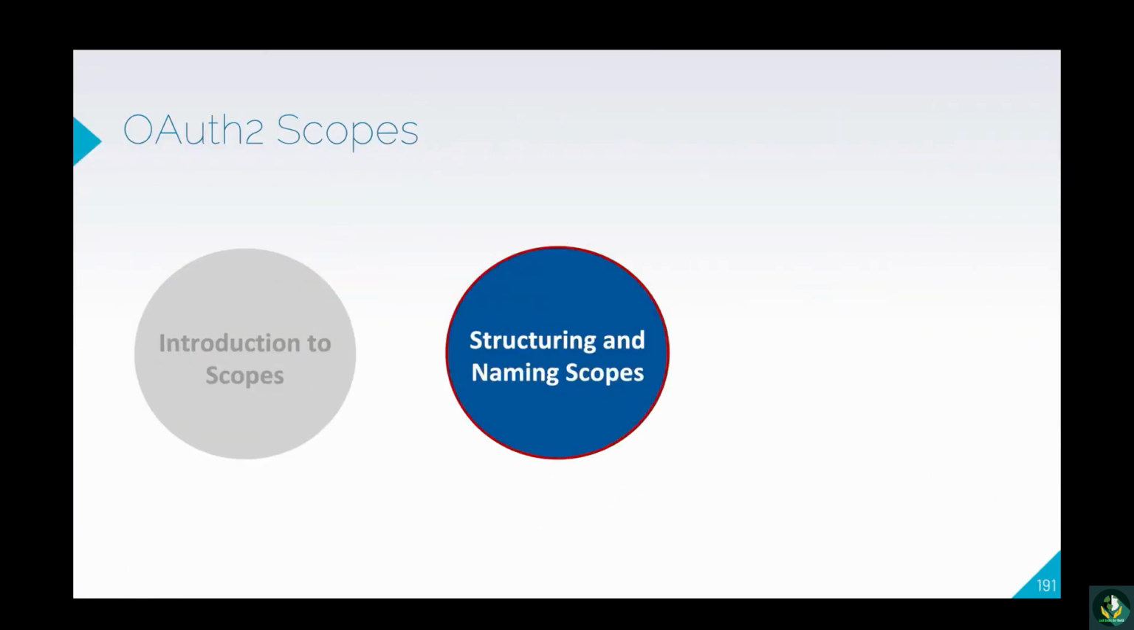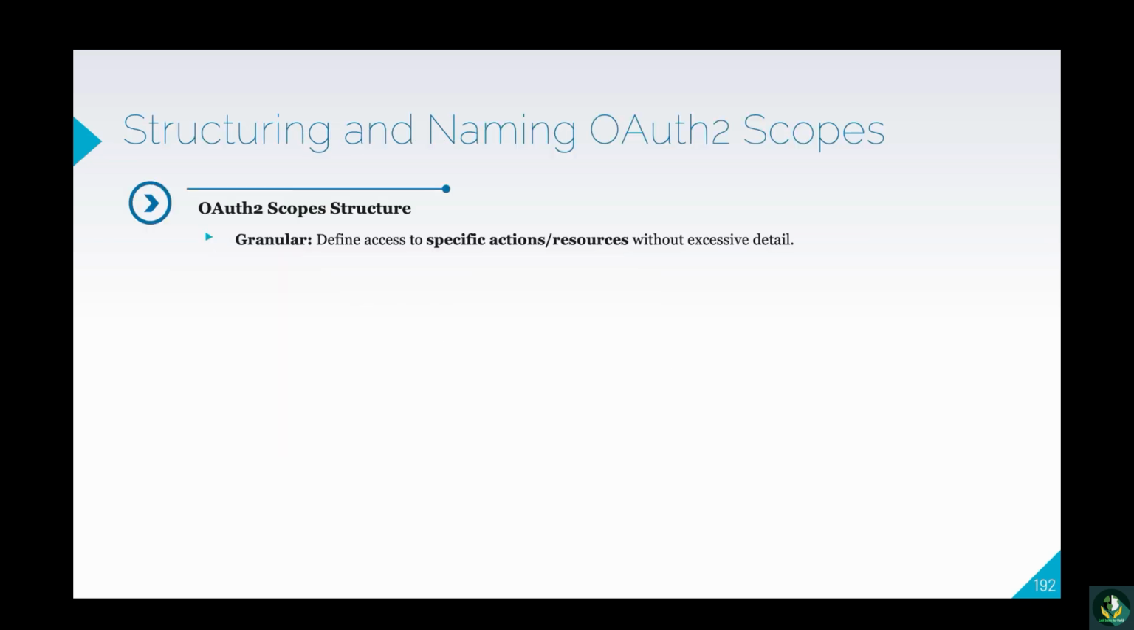Now let's dive into how we can structure and name these scopes effectively to ensure they meet our security and business needs. OAuth 2 scope structure. Granular. Scopes should be detailed enough to control access to specific actions or resources without going overboard. For example, instead of having a broad products manage scope, you might break it down into products read and products write. This allows for precise control over what each user or application can do.